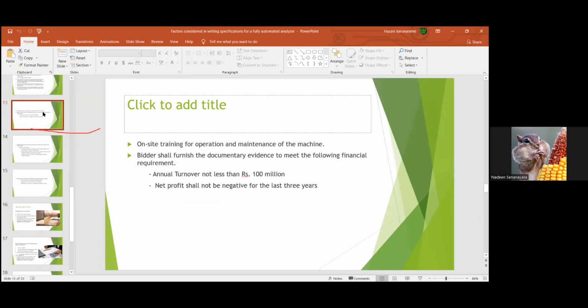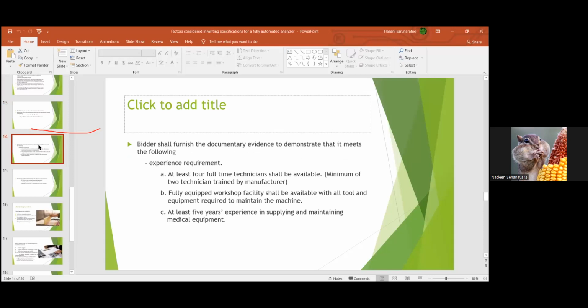And the bidder shall furnish documentary evidence to meet the following financial requirements, that is annual turnover not less than 100 million. The value can differ. And their net profit should not be negative for the last 3 years. That is to get an idea of the company's stability.